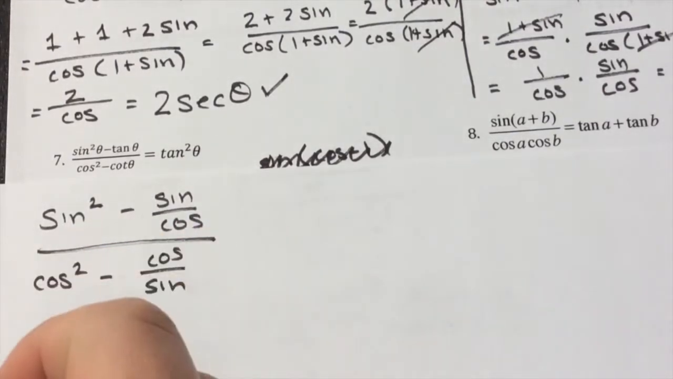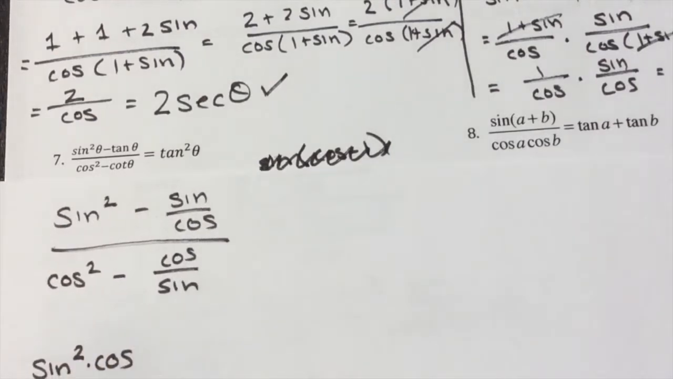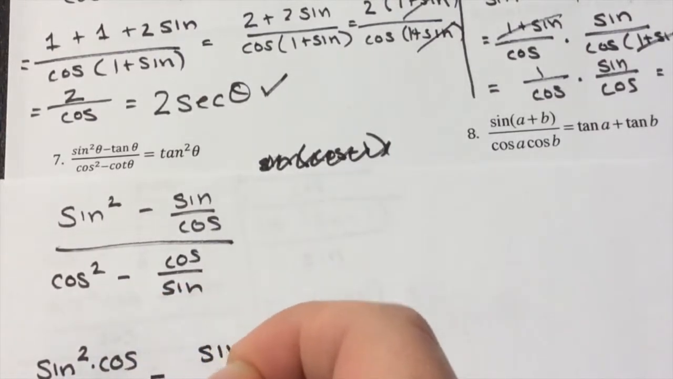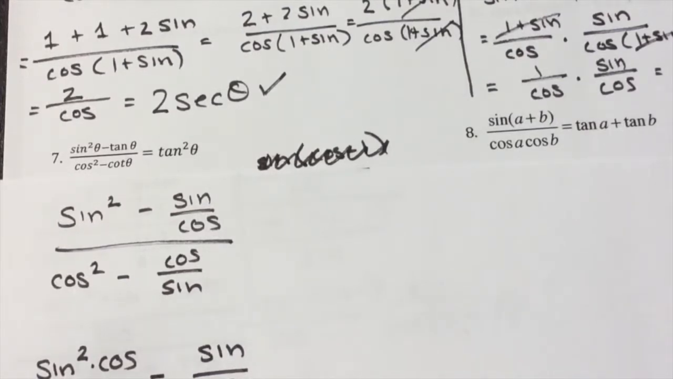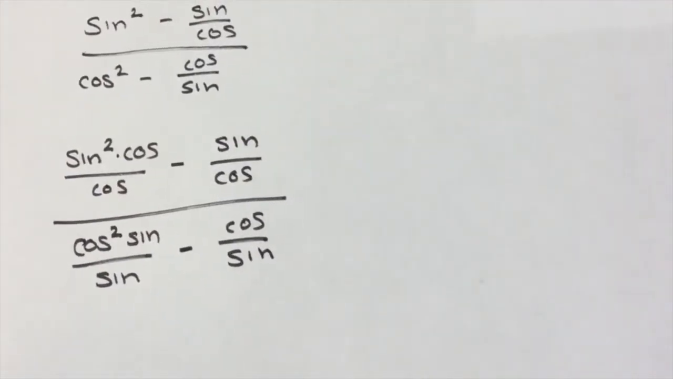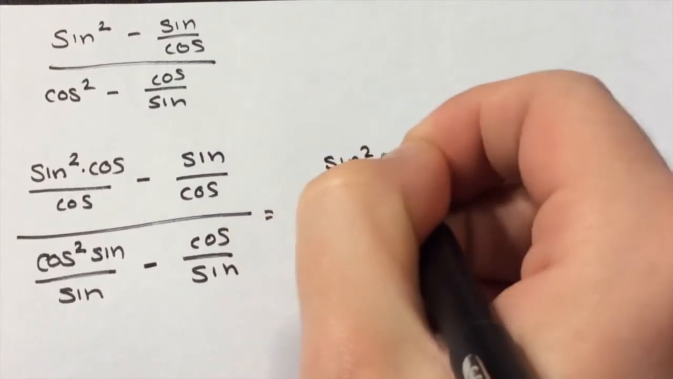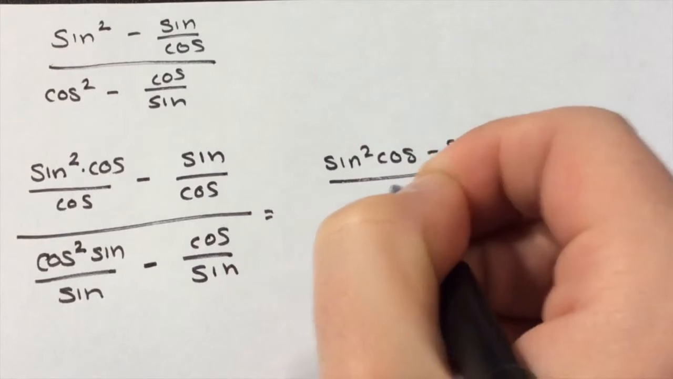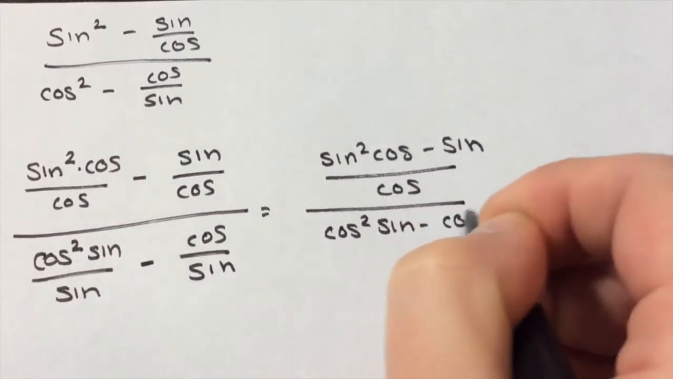So we're going to get a common denominator here. So I have sine squared, I need a cosine, over cos, minus sine over cosine, divided by, get another common denominator, so that's cosine squared times sine over sine, minus cosine over sine. So let's get that on the camera. Let's give ourselves a little bit more room. Okay, so I have sine squared cosine minus sine over cosine, divided by cosine squared sine minus cosine all over sine.